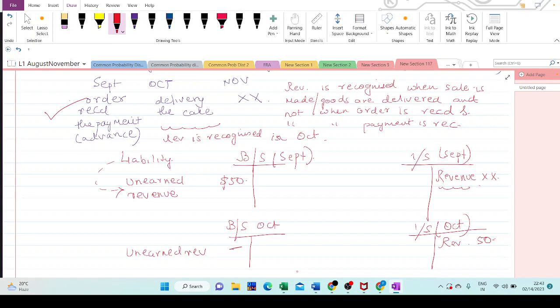So this is how my income statement and balance sheet would look in September and October. In September, when we receive the advance payment, we will recognize unearned revenue as a liability in the balance sheet, and no revenue will be recognized in the income statement. Why? Because we have not delivered the cake to the customer in September. In October, we delivered the cake. So in the balance sheet, unearned revenue would be removed, and we would recognize revenue of $50 in the income statement.